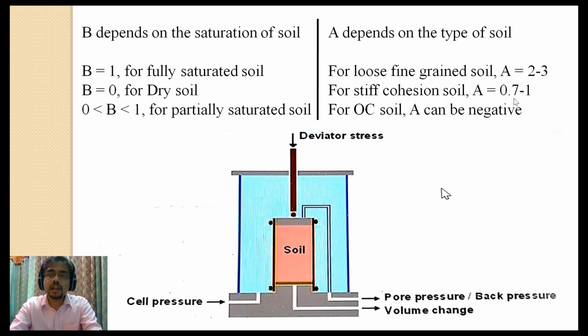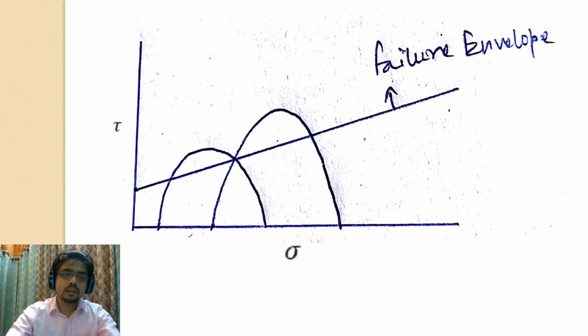So I think you are going to have a clear understanding of what the A and B coefficients are, how you can determine the A and B coefficients, and what are the parameters on which A and B depend. B depends only on the saturation of the soil, A depends only on the type of the soil. This is the last topic which we are going to discuss in this video lecture.